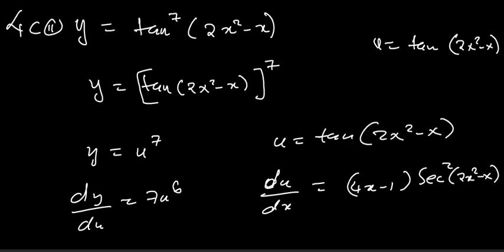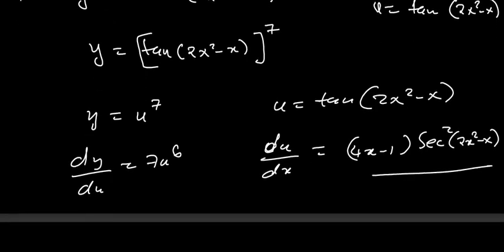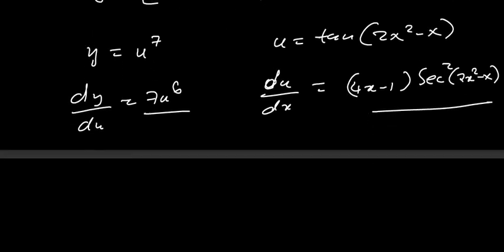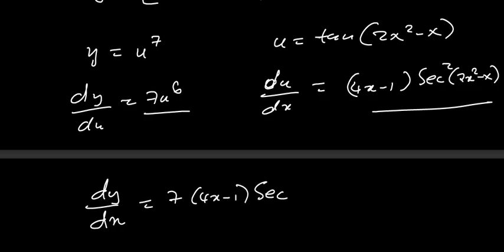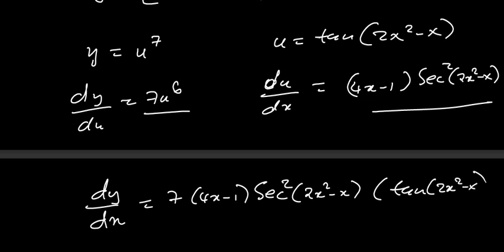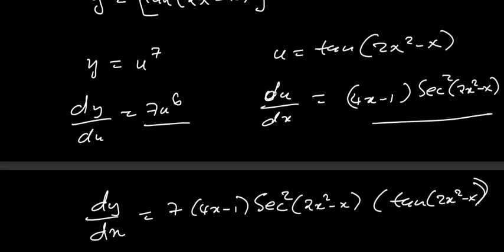So we're just going to multiply these two now, this guy times this. dy dx is equal to 7, 4x minus 1, then you have sec squared 2x squared minus x, then we have u to the power 6. Remember what u is? u is tan 2x squared minus x. This whole guy to the power 6.